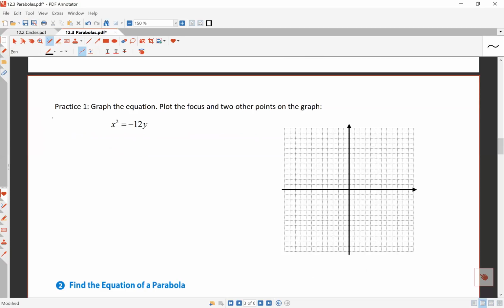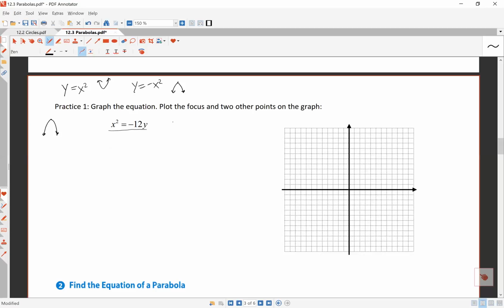Now that you've had your chance to work this out, I'll work this out with you. I always start off by remembering that my y equals x squared is my traditional parabola that I'm used to, and it opens up. If it's negative x squared, then it opens down. And this is the form that we have. We have the x squared and the y isn't. Because it's negative, I know my graph is going to open downward.